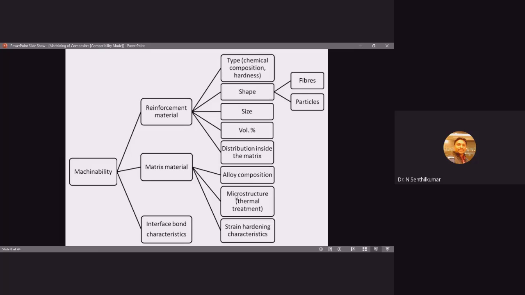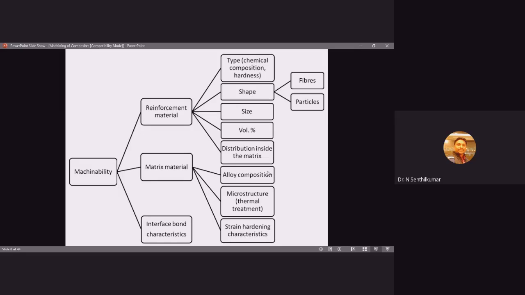Okay, then we move on to the matrix material. What is the composition of alloy? AA 2014, aluminum alloy 2014, aluminum alloy 6061, aluminum alloy 6063, aluminum alloy 7075, LM25. So these are the different aluminum alloys that we will be considering. So each and every composition is a series. You can see 2 series, 3 series, 6 series, 7 series, 8 series.